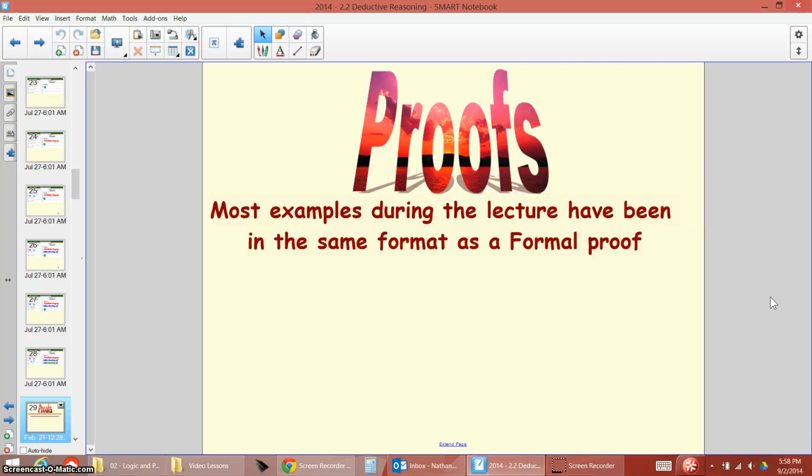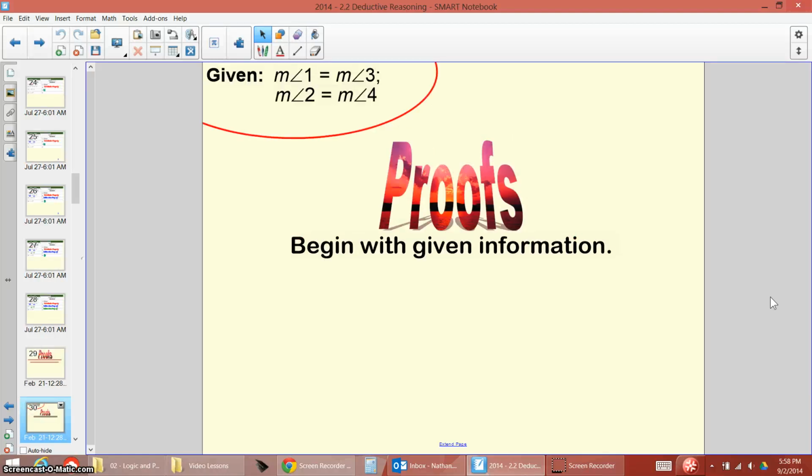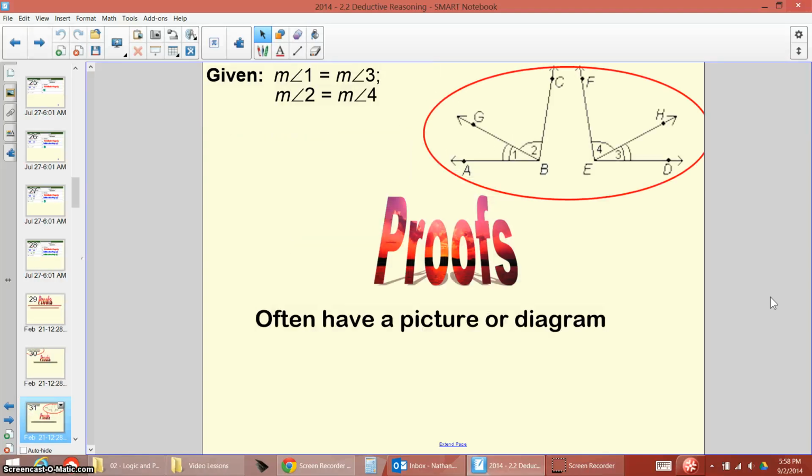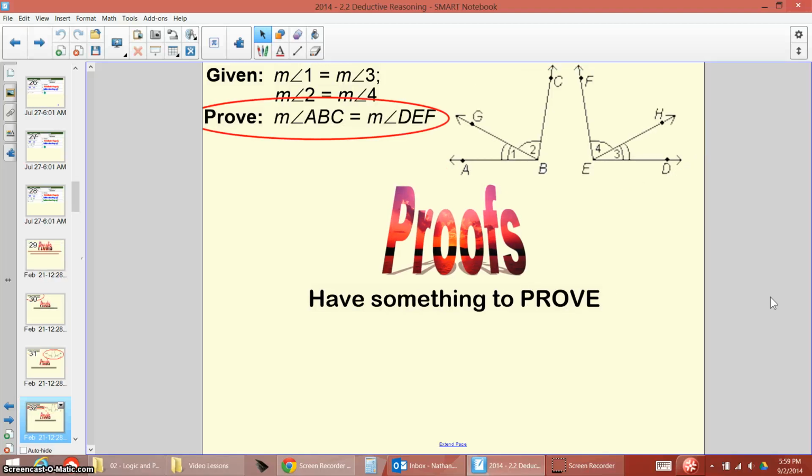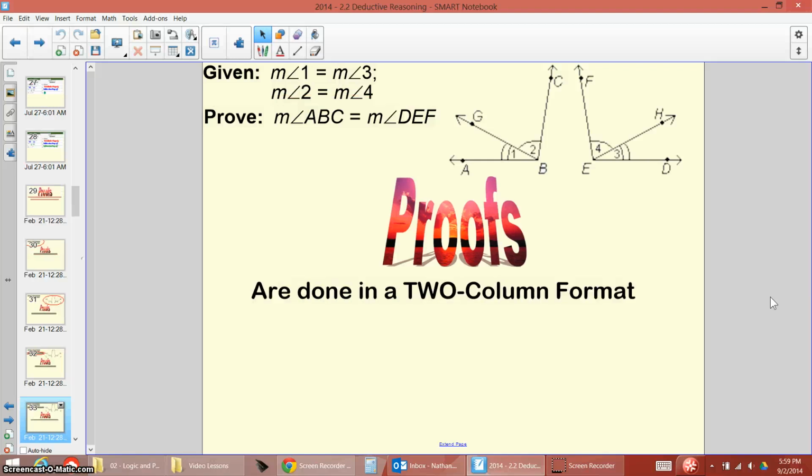All right, proofs. Most examples during this lecture have been in the format of proofs. We're given something, we're asked to prove something, or we have a picture or a diagram, and there's the prove statement. So we're given information, we're given a diagram usually, and we're asked to prove something else. All the examples so far have been done in 2-column proofs.